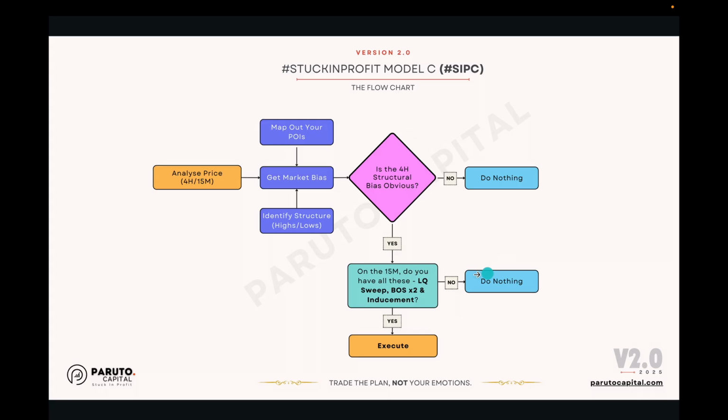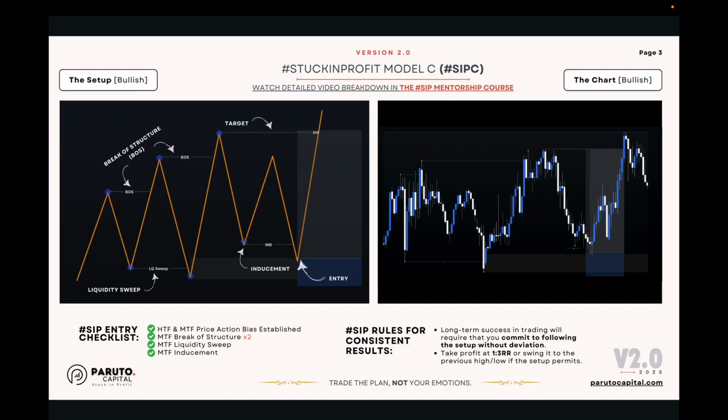Now model C, what do we have? The same process. Analyze price on the 4 hour and 15 minutes, map out your POIs, get market bias, identify structure. Is the 4 hour structural bias obvious? No, do nothing. Is it obvious? Yes, then look for the following: liquidity sweep, BOS times 2 and inducement. If yes, execute. If no, do nothing. So let's look at what we have for model C.